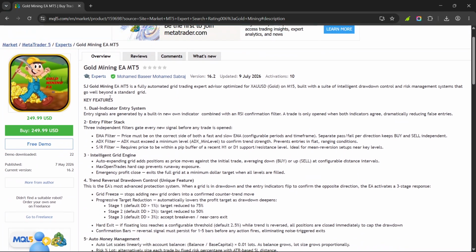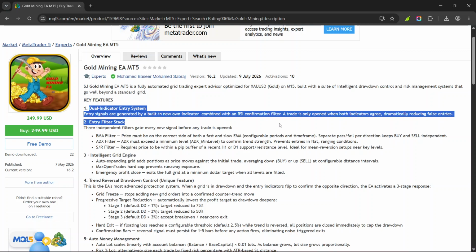Now, the developer describes SJ Gold Mining EA as a fully automated grid trading expert system optimized specifically for gold. At its core, it uses a dual indicator entry system, which is a built-in proprietary indicator combined with RSI confirmation. That means a trade only opens when both agree, which they say dramatically cuts down false signals or entries.